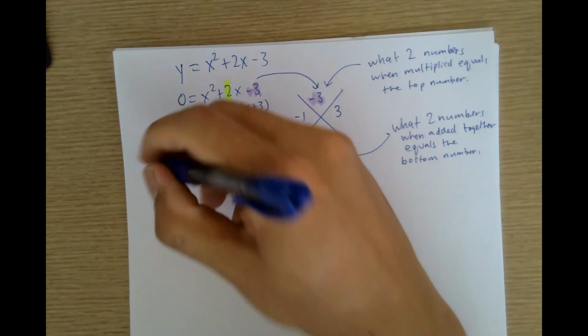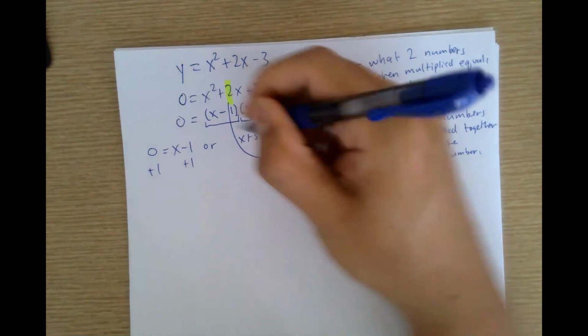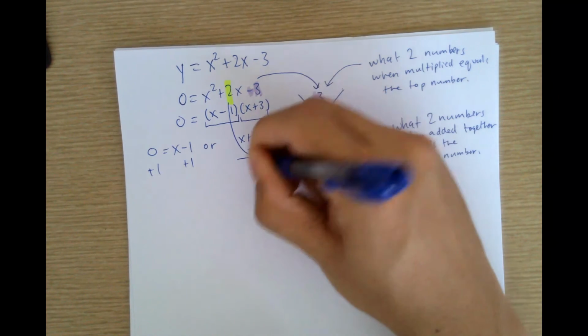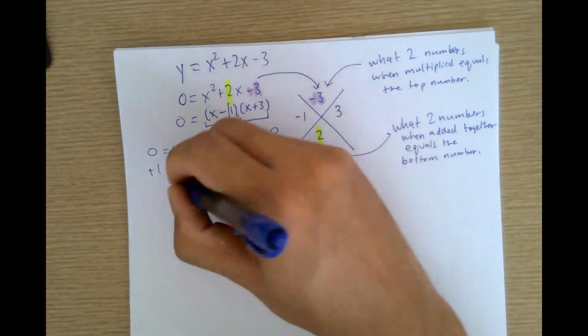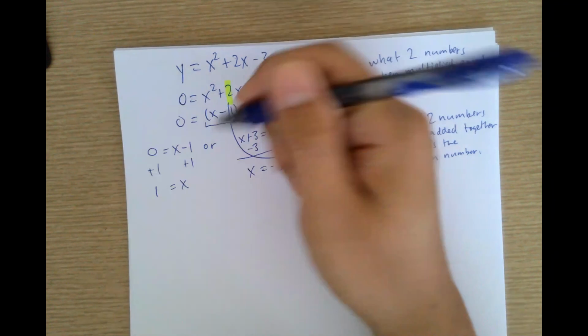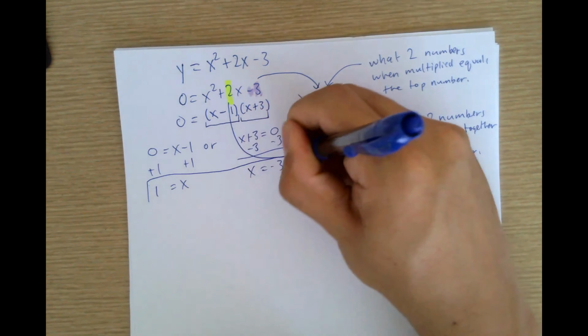So what we want to do is add 1 to both sides and subtract 3 from both sides. We get x equals negative 3, and we get x equals positive 1. And so that's actually your answer.